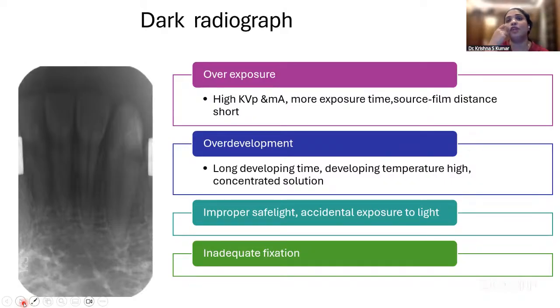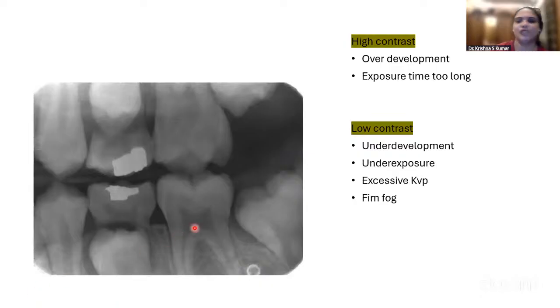If you develop for a longer period of time, it will start developing the unexposed silver halide crystals. The same thing applies for high temperature or concentrated solution. And if you don't fix it, the silver thiosulfate compound will remain in the film, or the unexposed silver halide crystals will not be completely removed, which will result in a dark radiograph. Other reasons are improper safe light and accidental exposure to light.